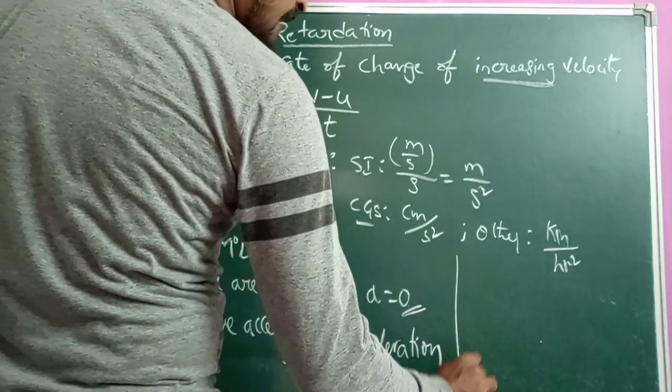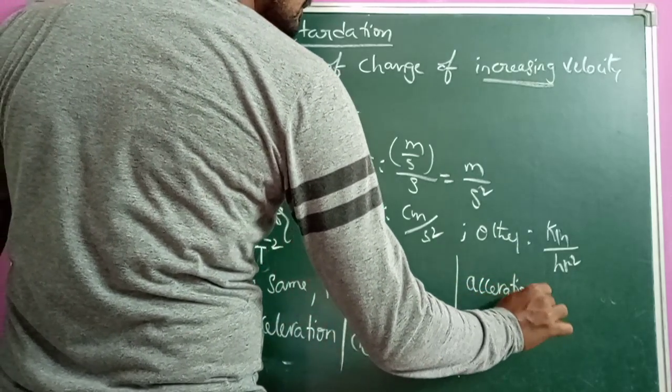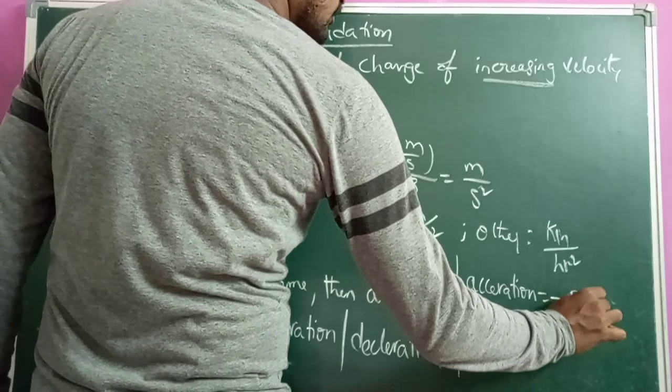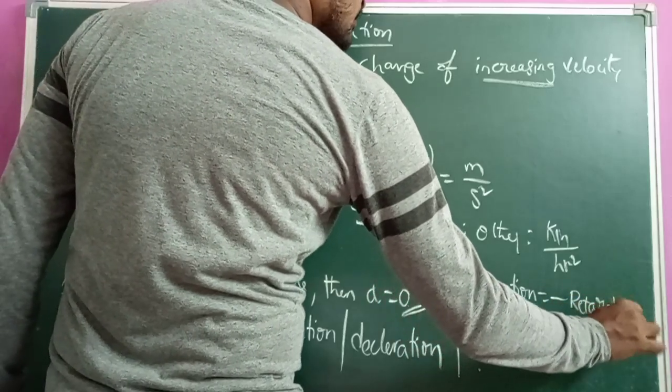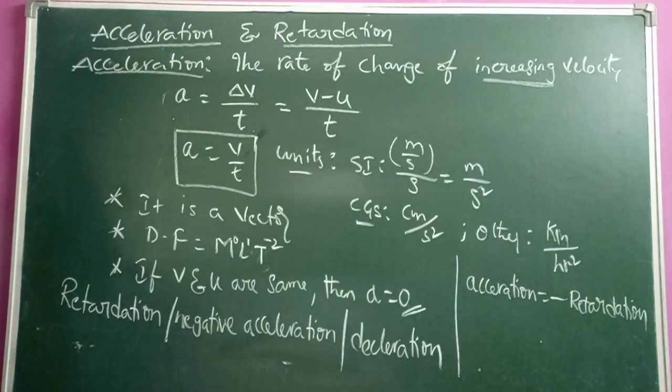Remember, acceleration and retardation are opposite to each other. Acceleration is equal to minus retardation. If acceleration is a positive value, then the retardation has the same magnitude but the opposite sign.